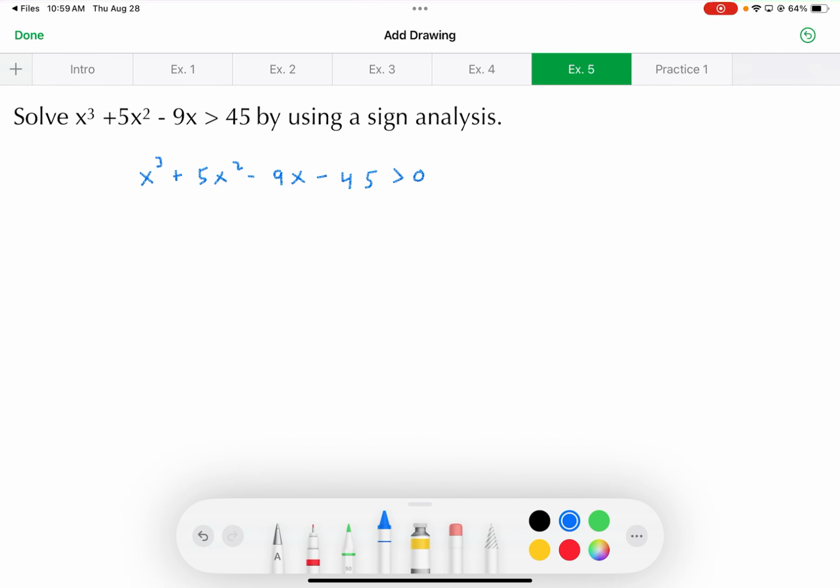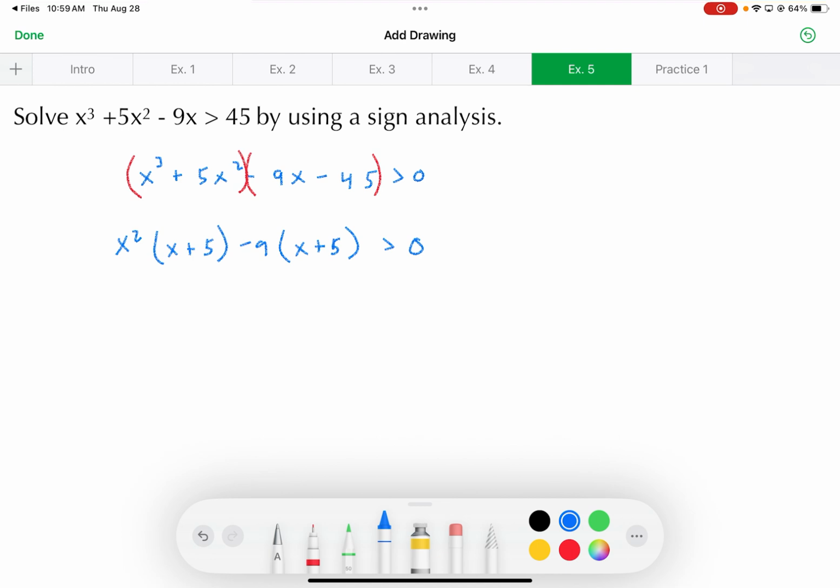Grouping. Very good. So, yeah, we could just leave this as is. I'll just group the first two together and the last two. The first two have an x squared in common. So I pull that out. I'm left with an x plus 5. And then the final two, what do negative 9x and negative 45 have in common? Negative 9. So you've got to pull minus 9 out, and you're left with x plus 5.